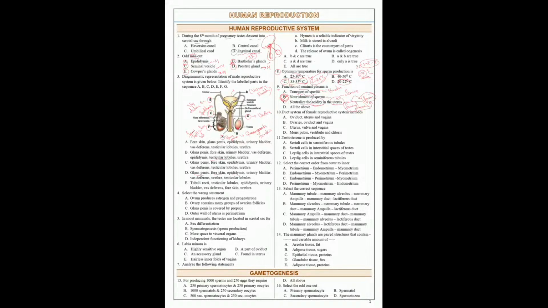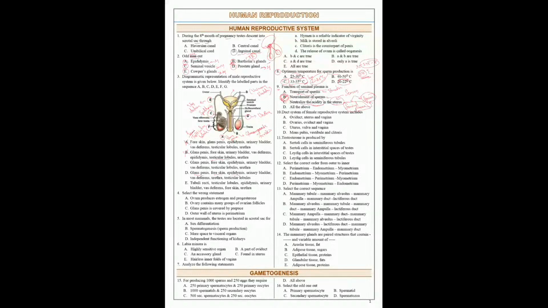Testicular lobule. All right, so what will be the correct answer? The options are A, B, C, D, E, F, G. What is A? A is glans penis. B is foreskin. C is your epididymis. So C is epididymis, which means B is not the correct answer.